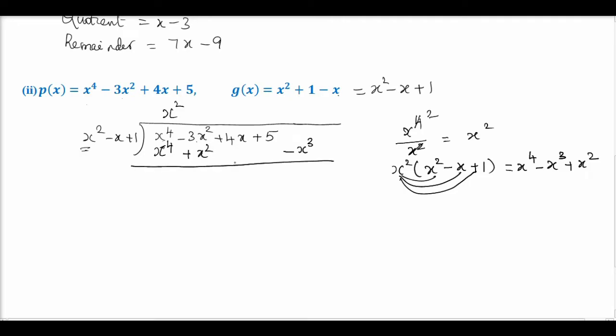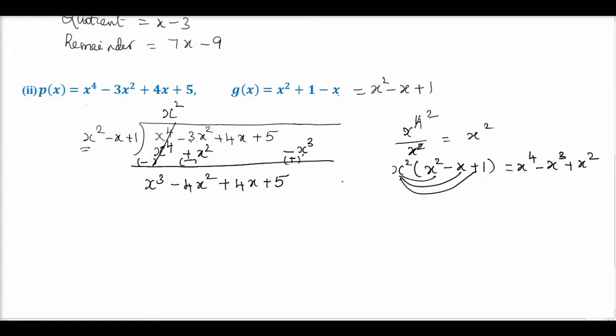Okay, now let's subtract. When you subtract, you change the sign of the second term. So x power 4 minus x power 4 is 0 here. And it's minus 3x square minus x square. Before writing x square, you write x cube because always the polynomial should be in the standard form, that is descending order of its degree, right? So the first term should be x cube. Then minus 3x square minus x square is minus 4x square plus 4x plus 5.